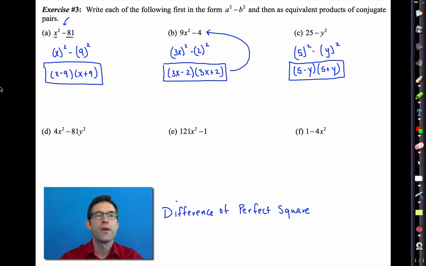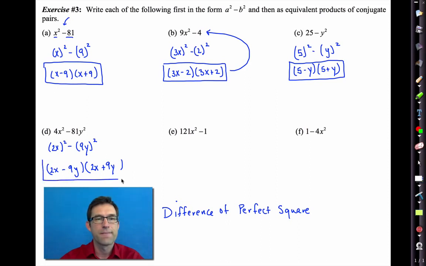All right, let's go through it. Again, the difference of perfect squares. You'll always know you have it if all the numbers are perfect squares, numbers like 1, 4, 9, 16, 25, 36, etc., and if it's subtraction. So here we go. 4x squared is the same as 2x quantity squared. 81y squared is the same as 9y quantity squared. So we can now factor this into 2x minus 9y and 2x plus 9y. That's it.